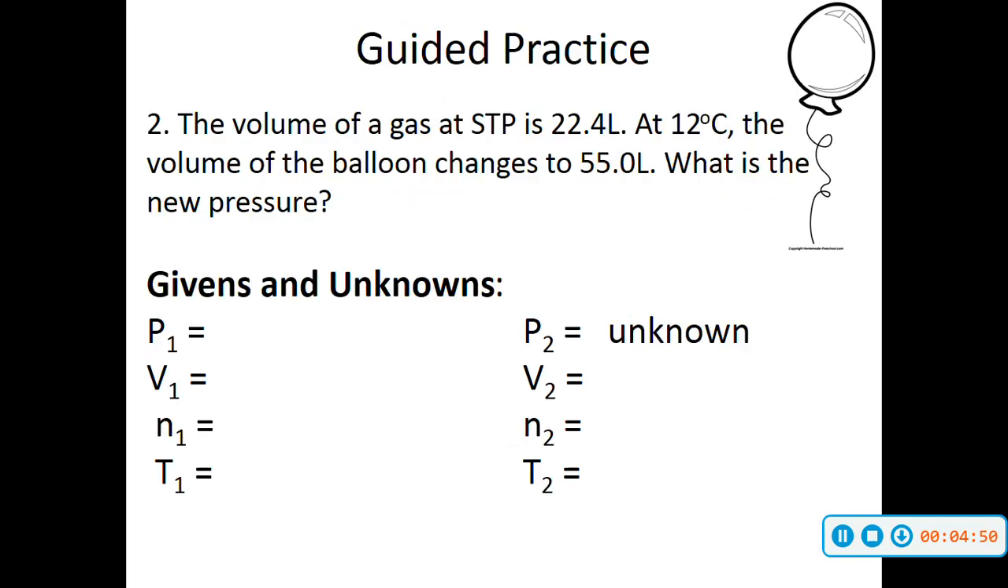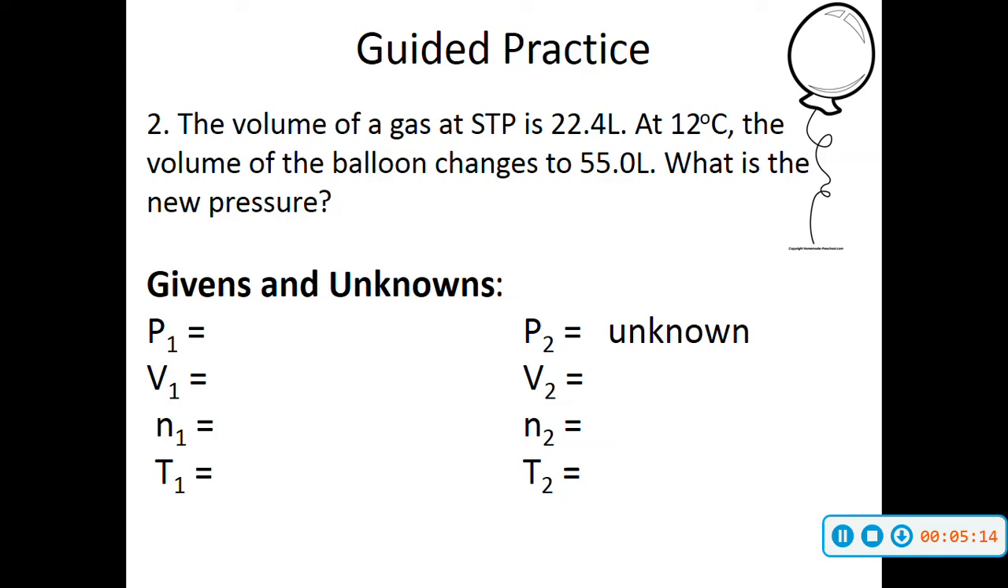If you want to try guided practice number 2 on your own, please do. But if not, let's keep going. The volume of a gas at STP is 22.4 liters. At 12 degrees Celsius, the volume of the balloon changes to 55 liters. So what is your new pressure?